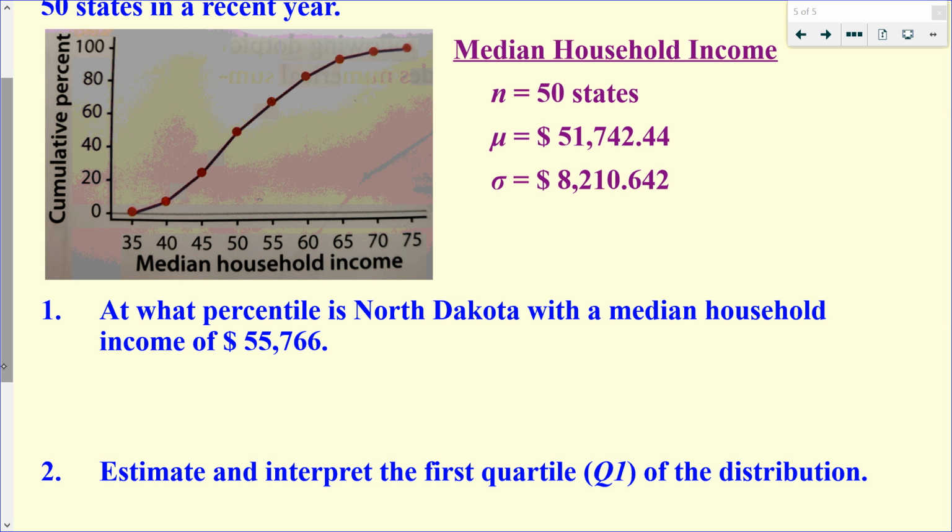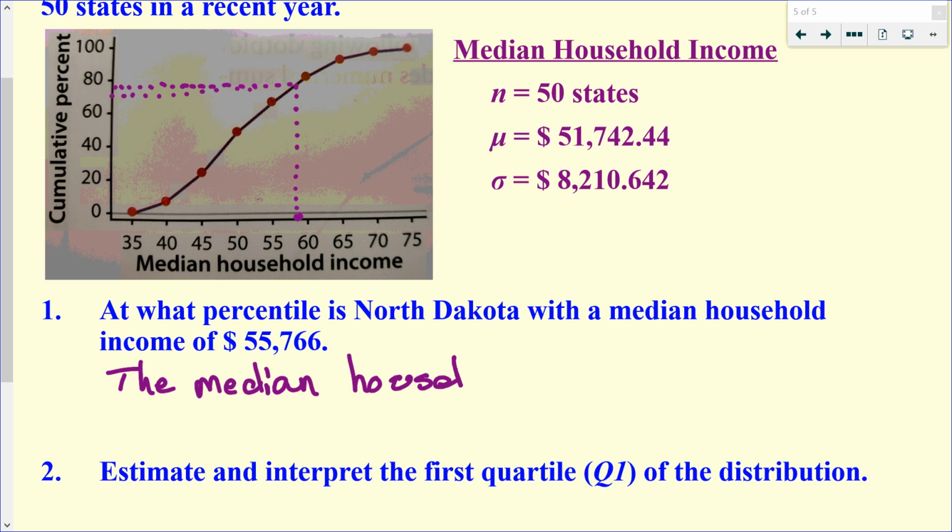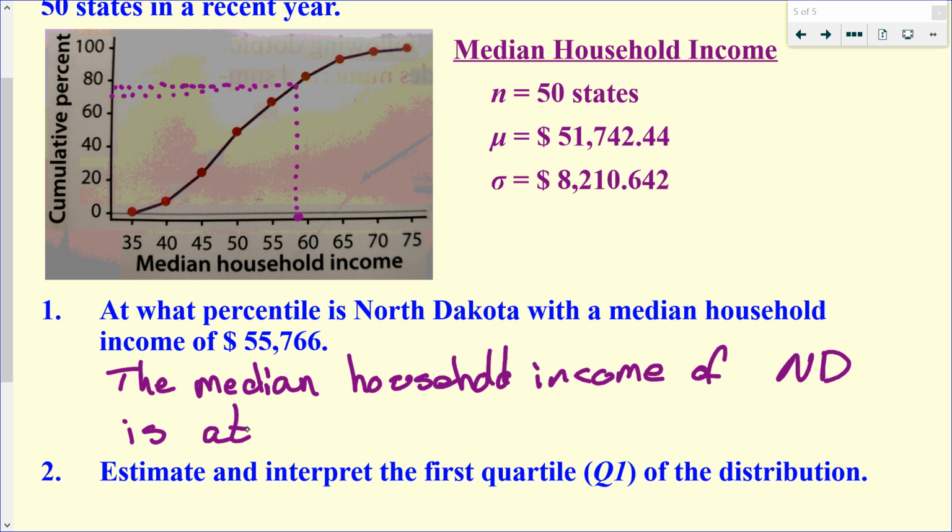If we look, we have to go back to our cumulative frequency graph. We're going to look for 55,776, which is probably right about here. We'll go up to our graph, and then we will go over. Okay, so it looks like we're right around 75%. So the median household income of North Dakota, I'm going to use the abbreviation ND, North Dakota is at, remember percentiles, we use the word at, the 75th percentile.